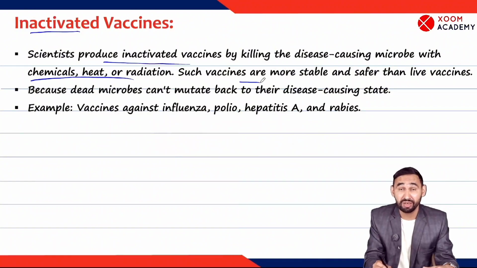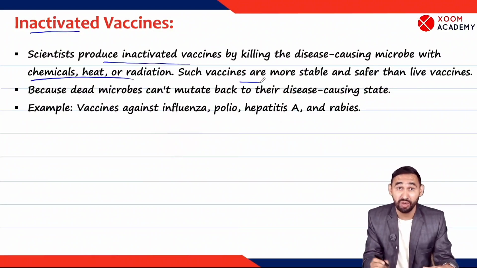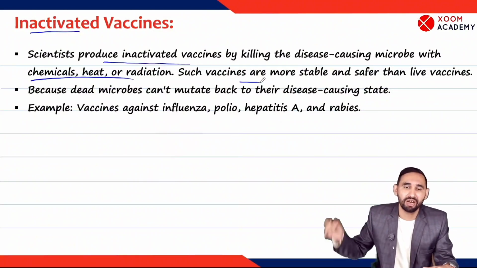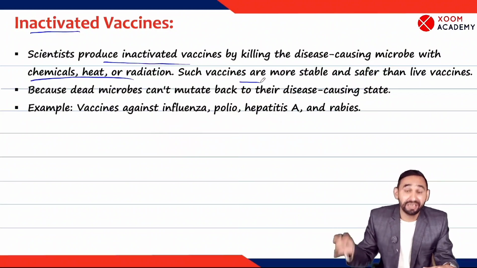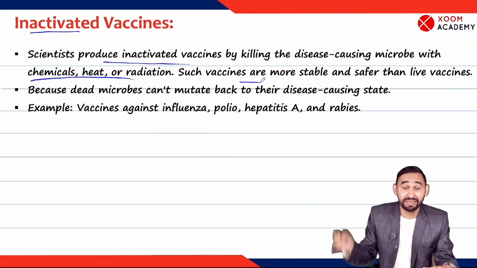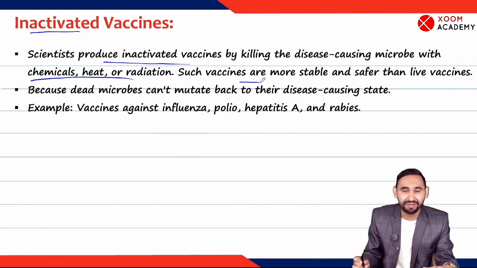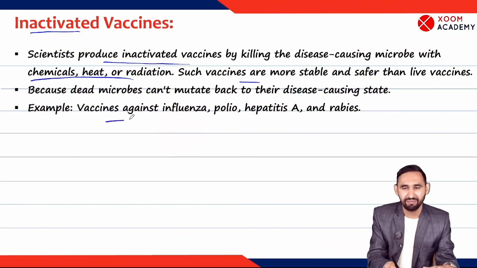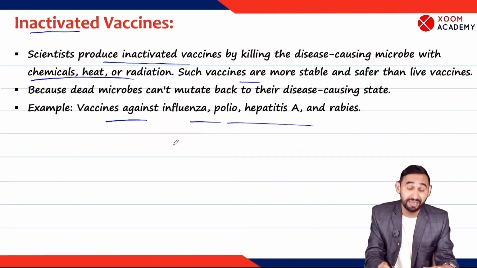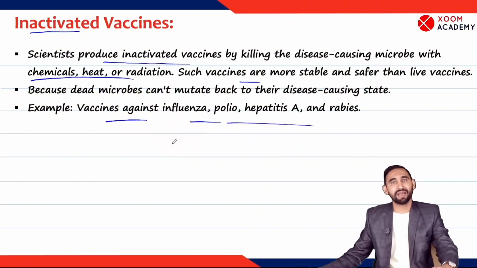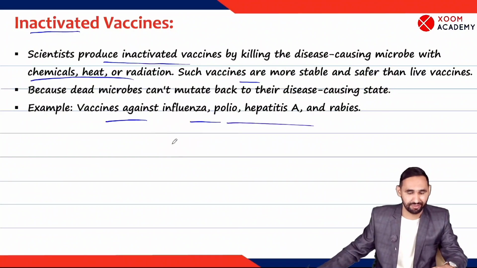They are safer because the organism is killed. A live vaccine can produce the disease. As in the case of polio, the oral polio vaccine can cause vaccine-derived poliovirus, because the virus is present in the vaccine. But if it is killed, it is safer. The inactivated polio vaccine doesn't cause polio. Vaccines against influenza, polio, hepatitis A, and rabies are inactivated, killed vaccines. In the case of coronavirus, both live and killed vaccines are used.